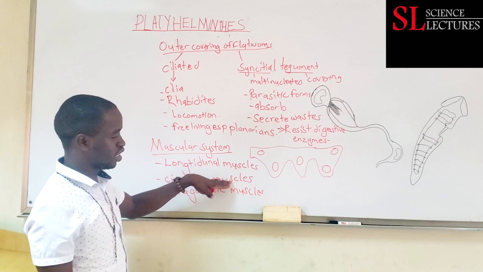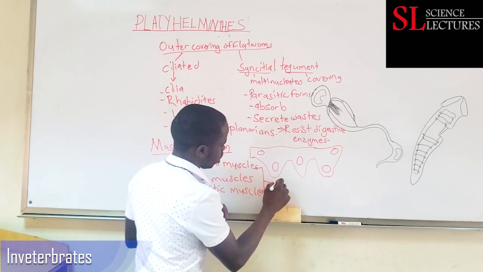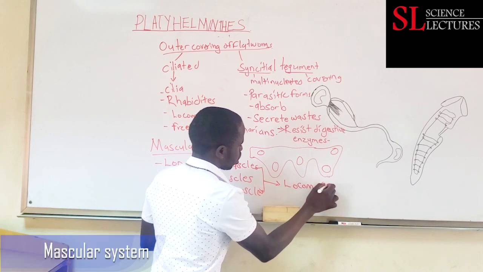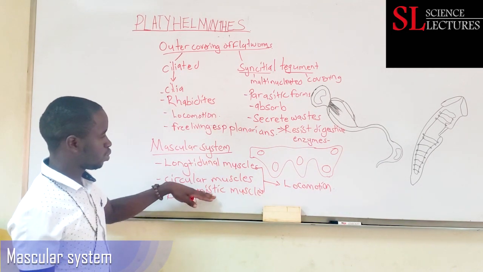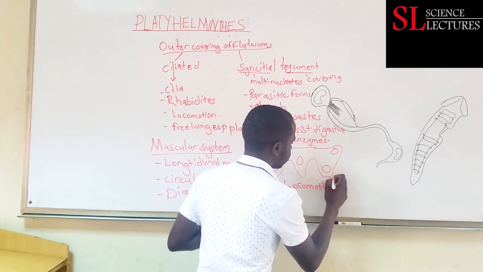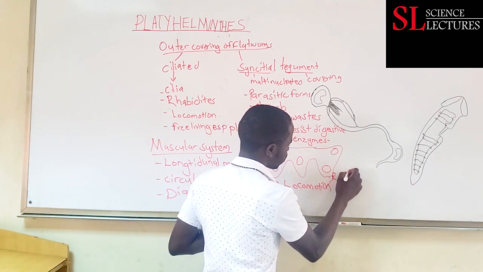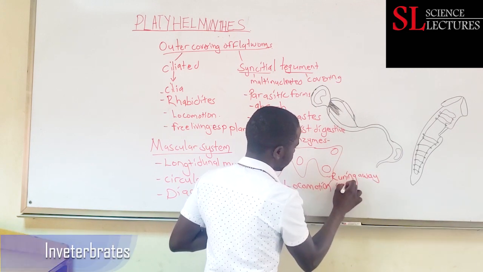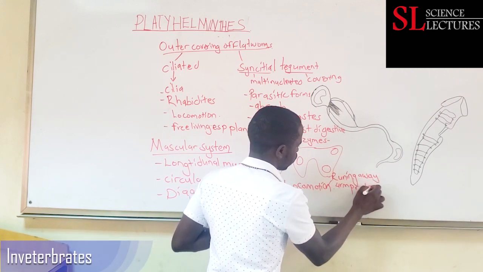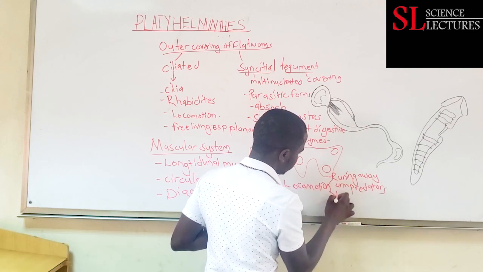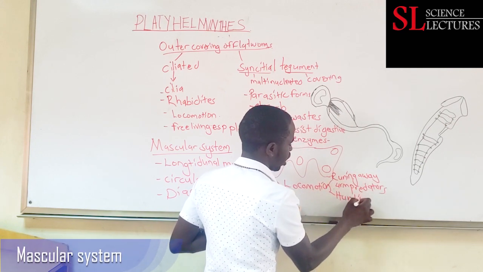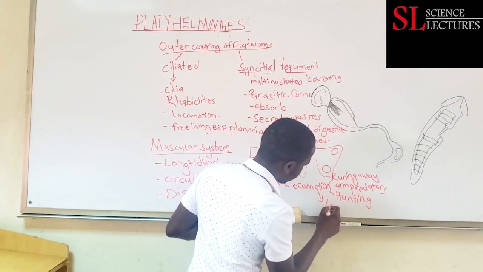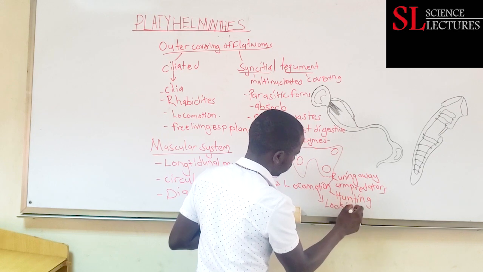So all these play a very vital role in locomotion. And locomotion in flatworms, especially the free living, is responsible for running away from predators, hunting, because some of them are carnivores, and also looking for mates.